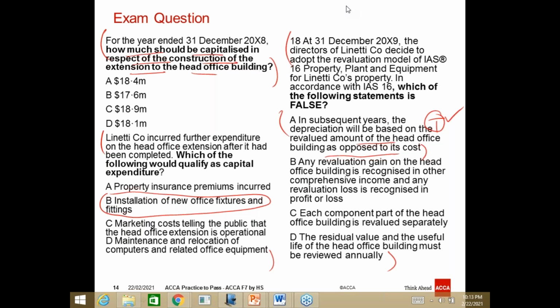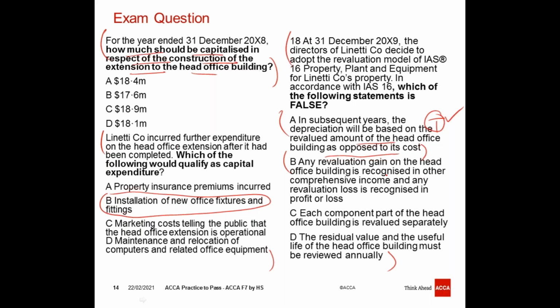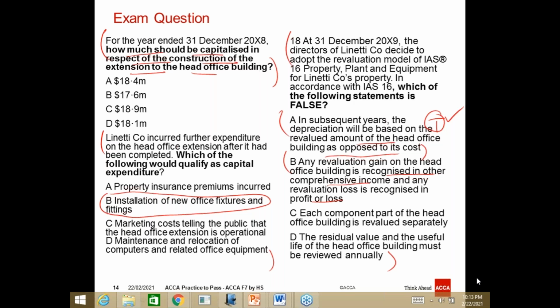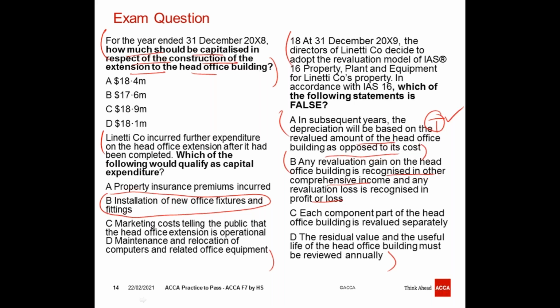Any revaluation gain on the head office building is recognized in other comprehensive income, and any revaluation loss is recognized in the statement of profit or loss. Is it true or false? Very good, it's true. Because all gains are recognized in OCI and losses will go in the income statement.